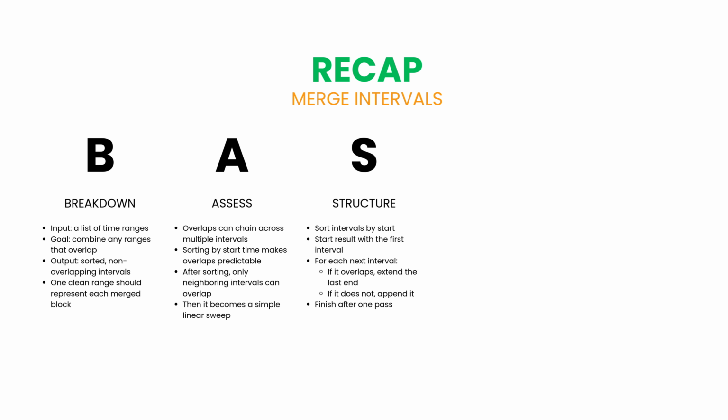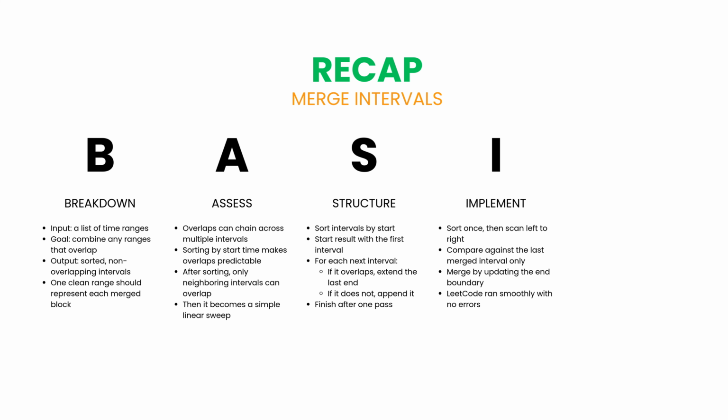The plan is: sort intervals by start, then start your result with the first interval. For every next interval, compare it to the last merged interval in the result. If there's overlap, extend the end of the last merged interval. If there's no overlap, append the interval as a new block. One pass, and you're done.